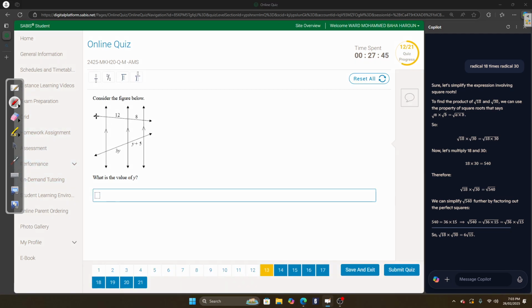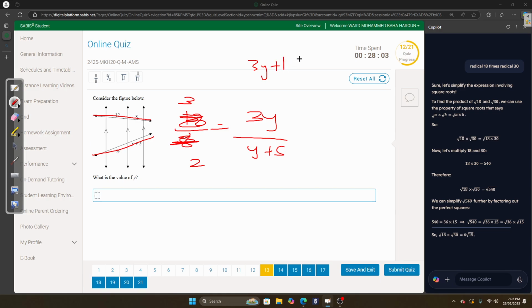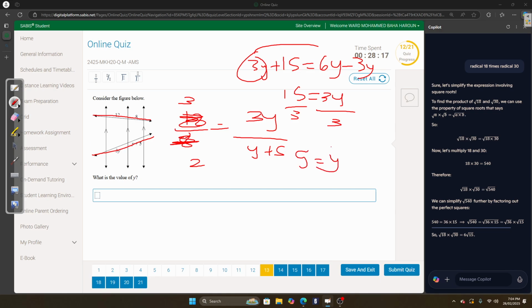Okay, for this one, on the same line, you put them on top of each other. So 12 over 8 is equal to 3y over y plus 5. You can simplify it by 4, so this becomes 3 and this becomes 2. And then you cross multiply. So it's going to be 3y plus 15 is equal to 6y. You take this to the other side, minus 3y. 15 is equal to 3y, because 6y minus 3y is equal to 3y. Divide by 3 on both sides, you get 5 is equal to y. Like y is equal to 5.